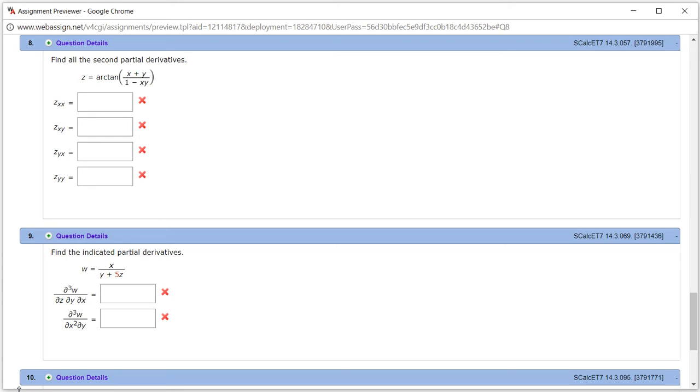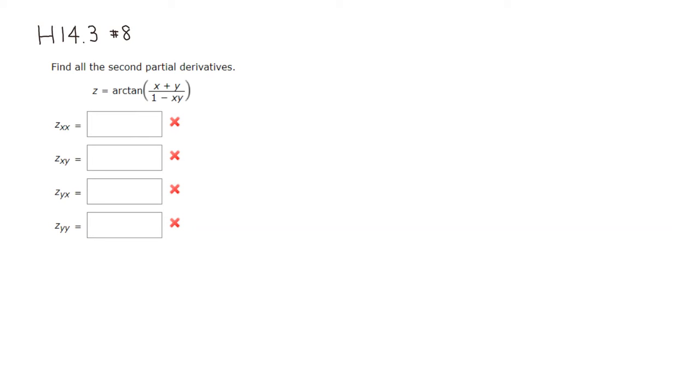Alright, let's look at homework 14.3, problem number 8. Let's find these second partial derivatives. Alright, so let's take the partial with respect to x first. So it's going to be partial of z with respect to x.